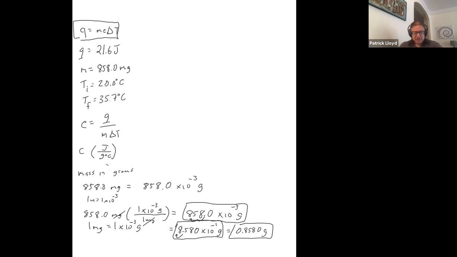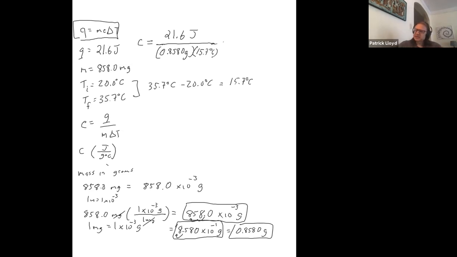So let's calculate C. C would be the heat, which is 21.6 joules. We're going to divide that by the mass in grams, 0.8580 grams. I'm going to pick that last one because it's easiest for me. Let me order this a little bit better. Sorry. And then we're going to do our delta T. So our delta T is 35.7 minus 20.0, which is what, 15.7? And now we have our specific heat capacity.